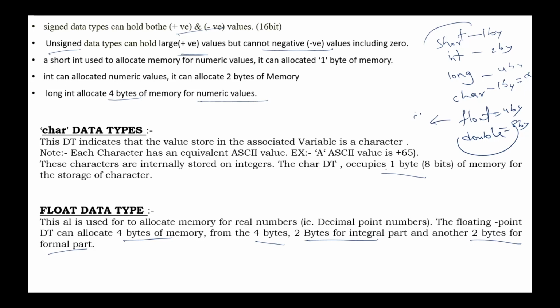Float is converted to int when the decimal part goes to 0, and double is converted to long when the decimal part goes to 0.